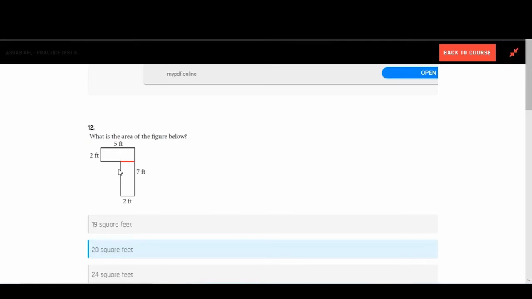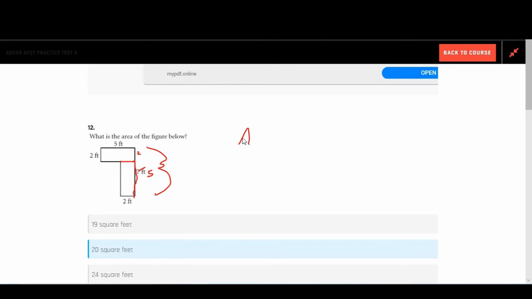I'm going to split this into 2 rectangles. This is going to be a 2 by 5 rectangle. And again, this 7 goes all the way up to there. So when I cut this off, which is 2 right there, this rectangle length right here is just going to be 7 minus 2, or just 5 feet. So I have a 2 by 5 and a 2 by 5 rectangle.